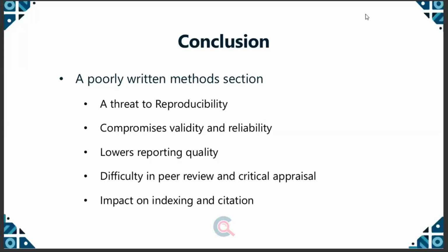In conclusion, a poorly written method section is a threat to reproducibility. It compromises validity and reliability. It lowers reporting quality, creates difficulty in peer review and critical appraisal, and impacts indexing and citation.